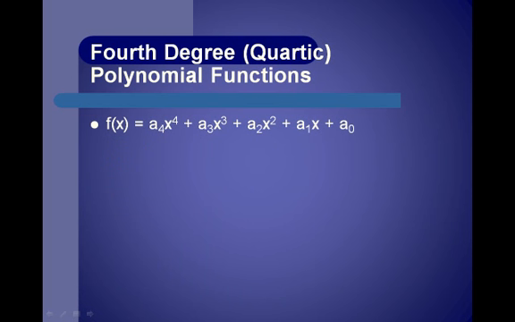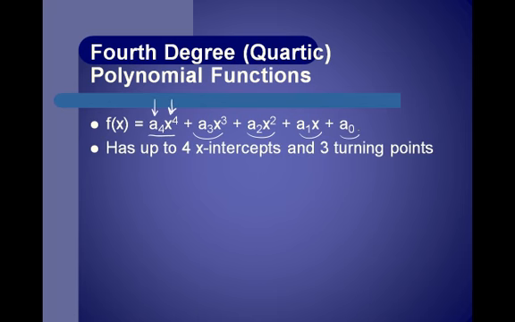Fourth-degree polynomial functions are also called quartic polynomial functions. Notice these are the typical polynomial formula. The highest power is x to the 4. The leading coefficient is called a sub 4. We must have the x to the 4th term. Then we can also have an x to the 3rd, an x squared, an x, and a constant term.